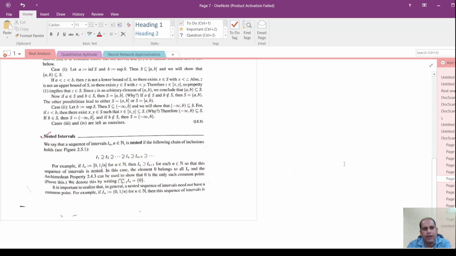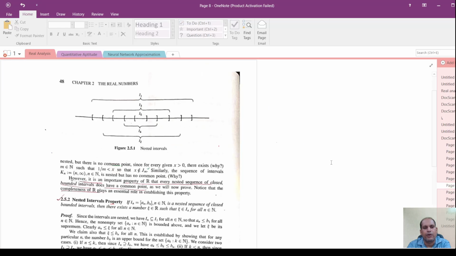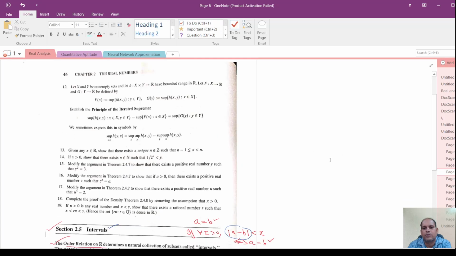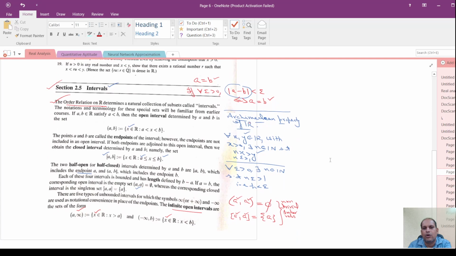In this lecture we will learn about some properties of intervals, then we will move to the concept of nested intervals, nested interval property, nested interval theorem, and using it we will prove that the set R of real numbers is uncountable.